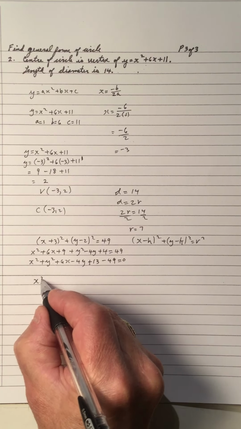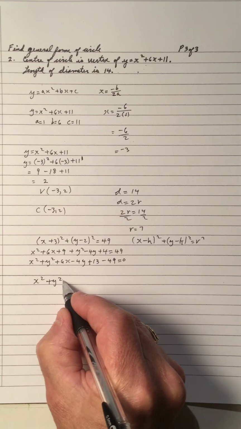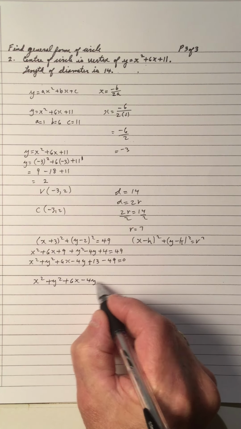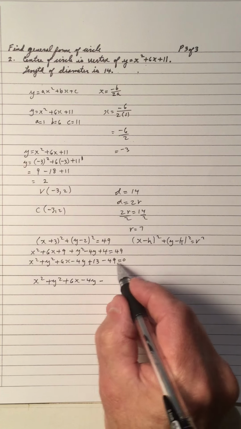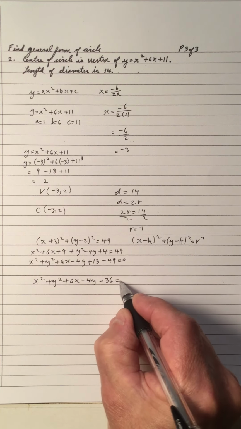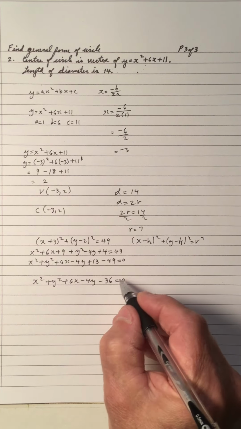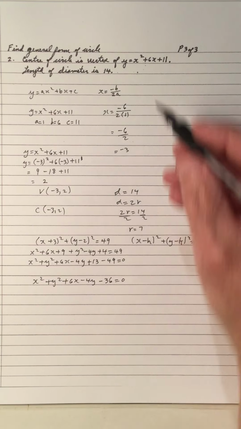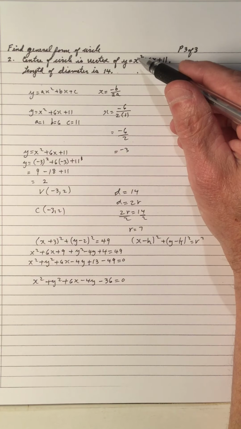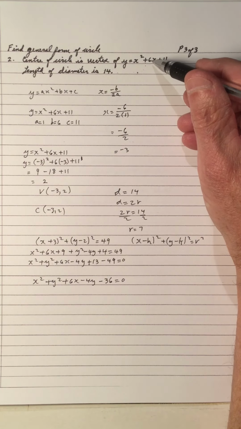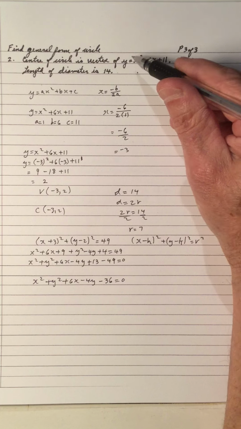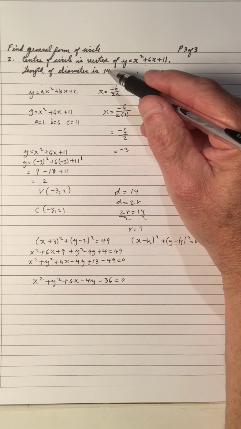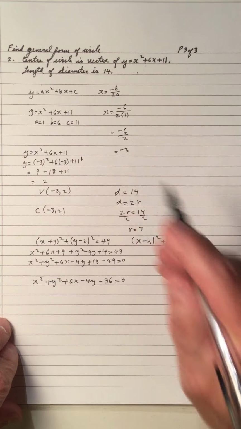So the equation is x squared plus y squared plus 6x minus 4y, 13 minus 49 is negative 36. So this is the equation in the general form that represents this circle, where the center is the vertex of this equation, with a diameter of 14.